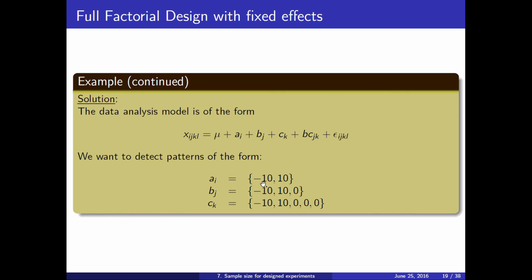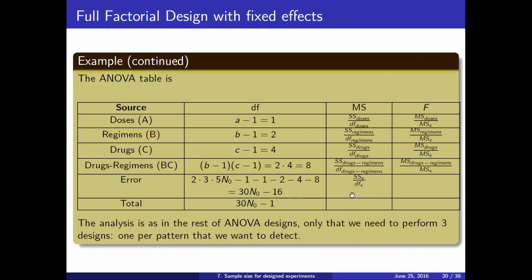And let's design for the main effects. So we want to detect a change of 20 between any two drugs. That means this is the kind of change that we are looking for: minus 10, 10, or minus 10, 10, 0, because this doesn't change, or minus 10, 10, and then 0, 0, 0.